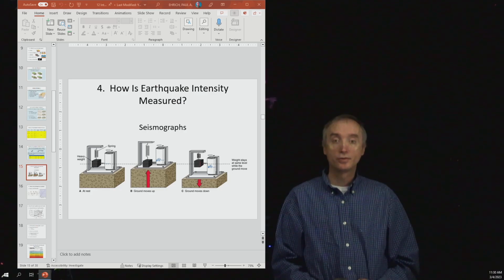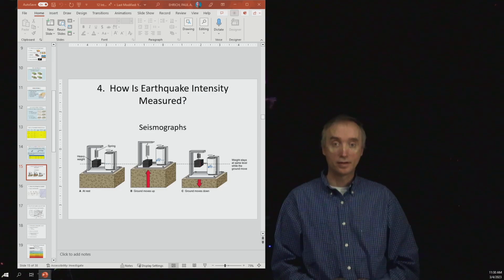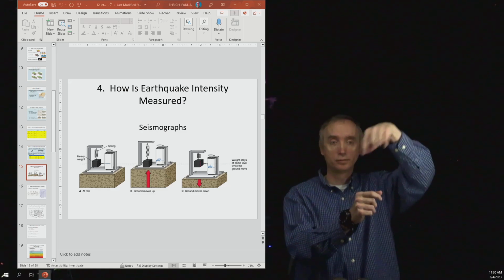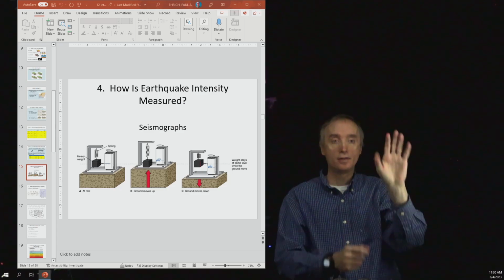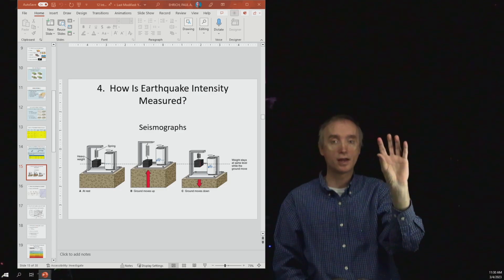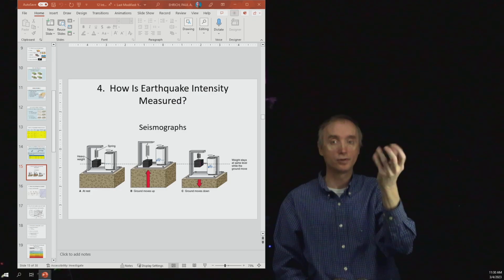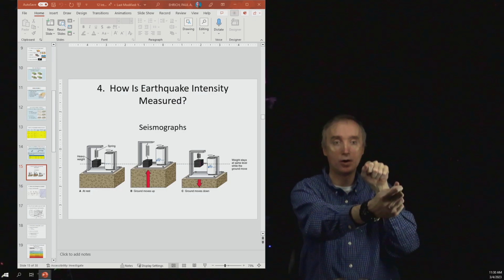Hello, and so now we want to talk about how earthquakes are measured, and that's going to be done with a device called a seismograph. What you're going to have is a drum with some paper wrapped around it, and as that drum turns, the paper is going to be coming off of it.